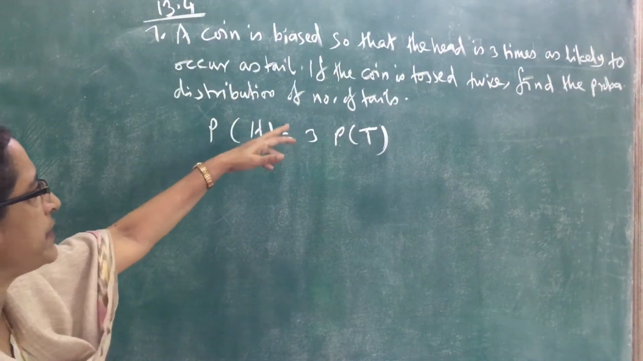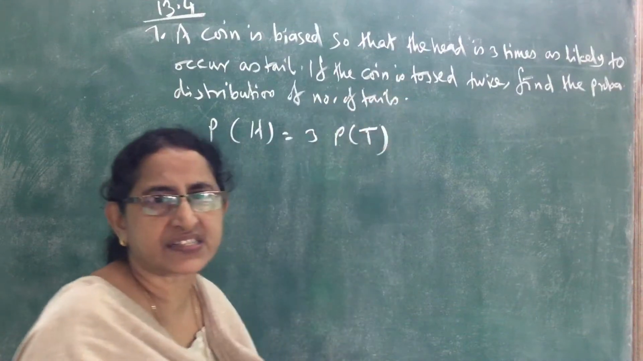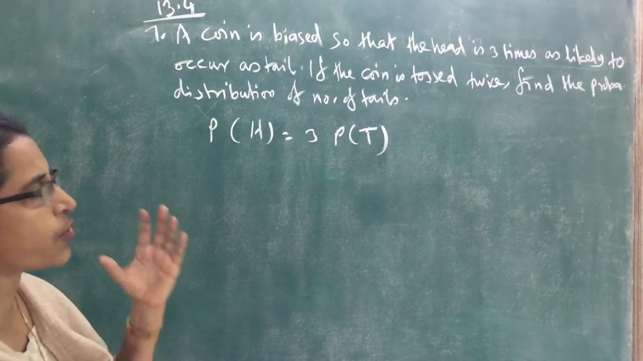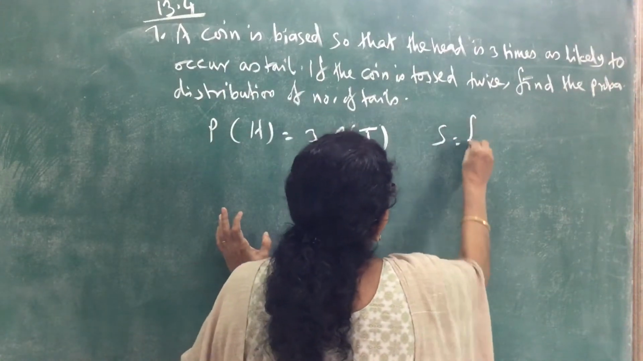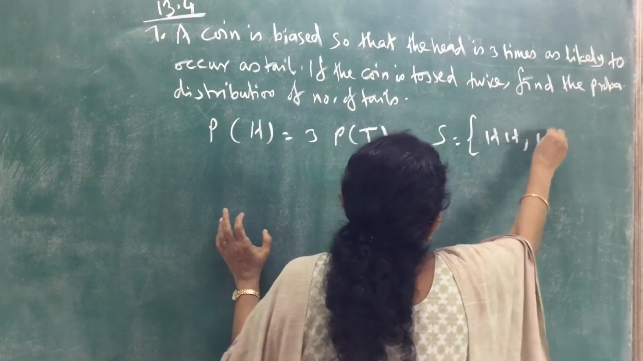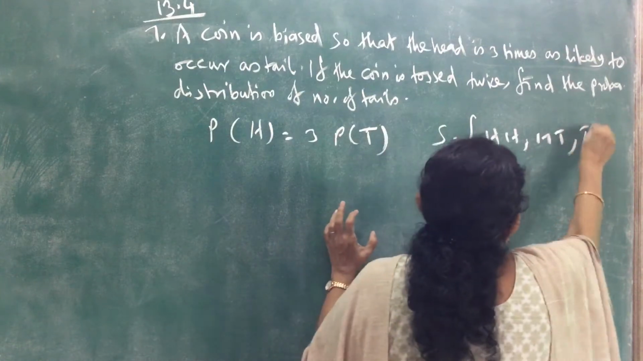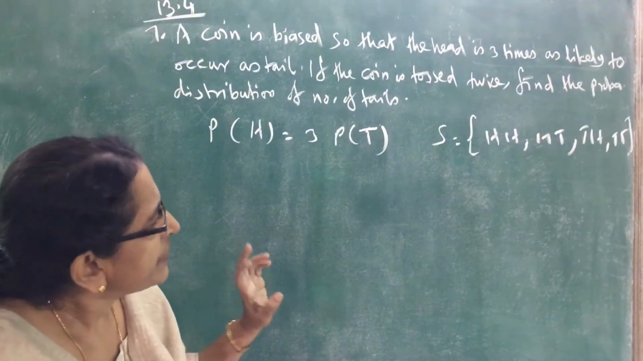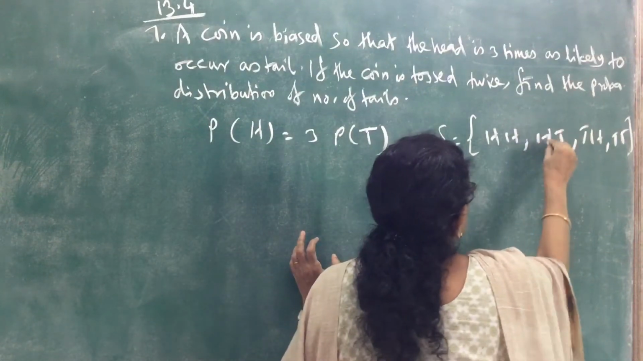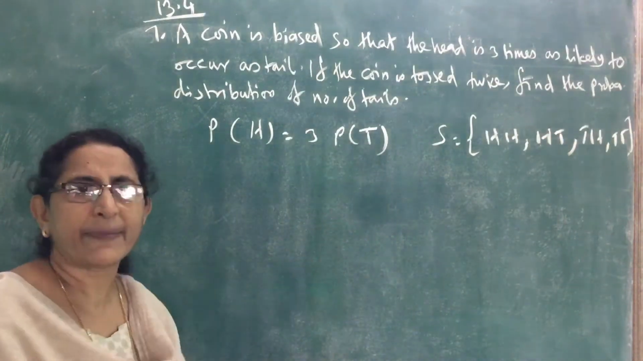Now what is the experiment? If the coin is tossed twice, what is the sample space? S equal to {HH, HT, TH, TT}. So that is the sample space.